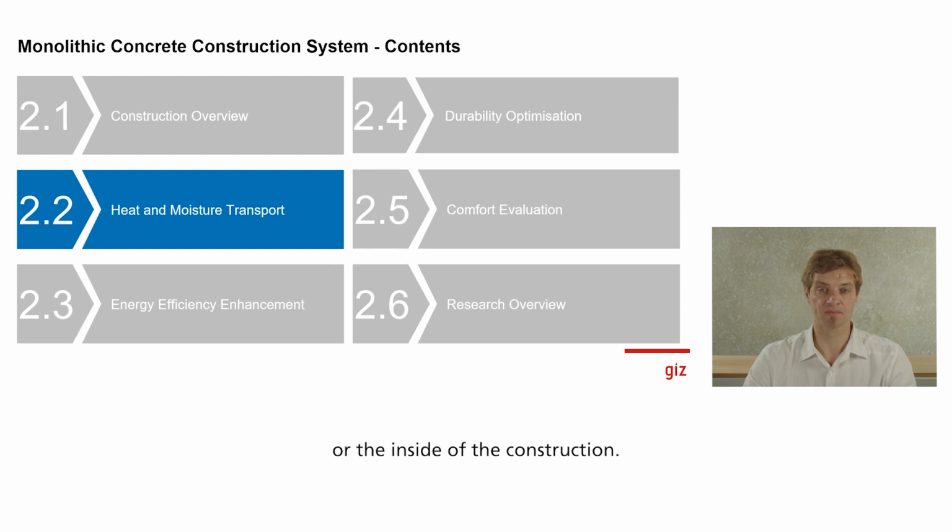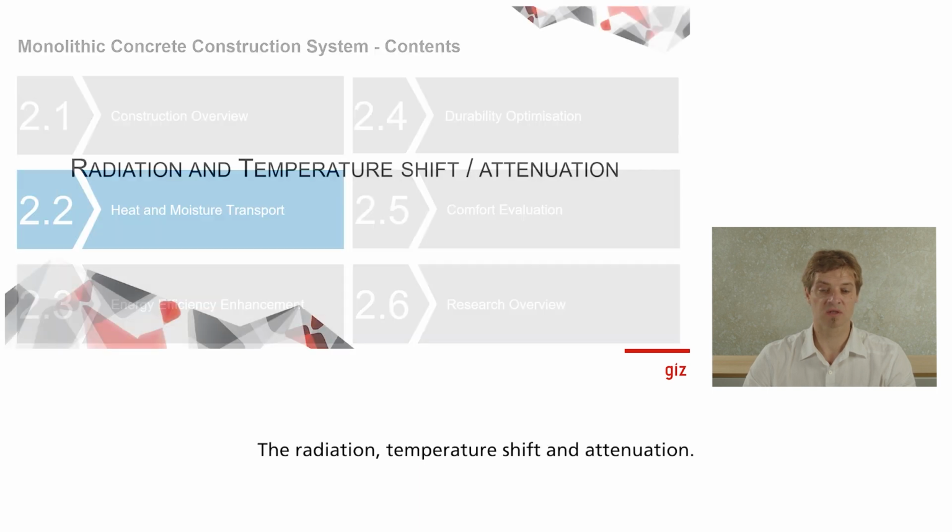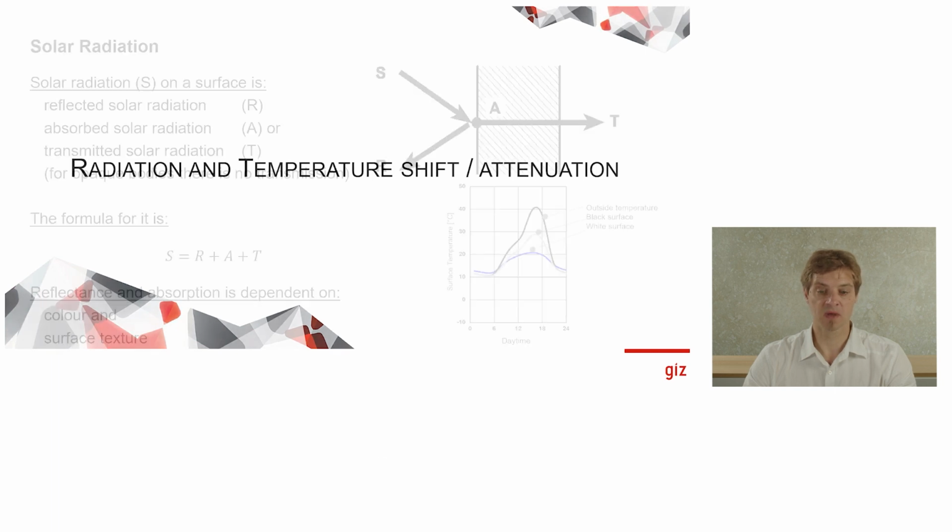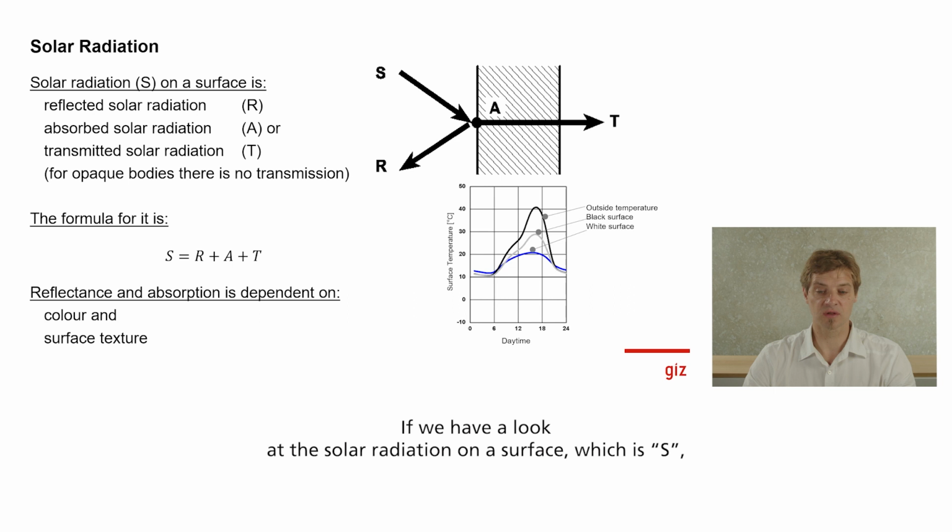And with that, I would like to start with the first topic, as I mentioned, the radiation and temperature shift and attenuation. Starting with the solar radiation. If we look at the solar radiation S on a surface, then we will see that there are different types of happenings that can occur.